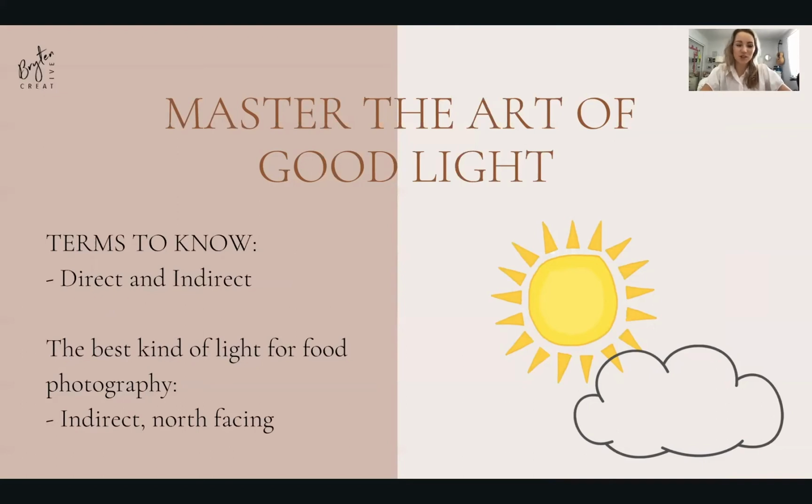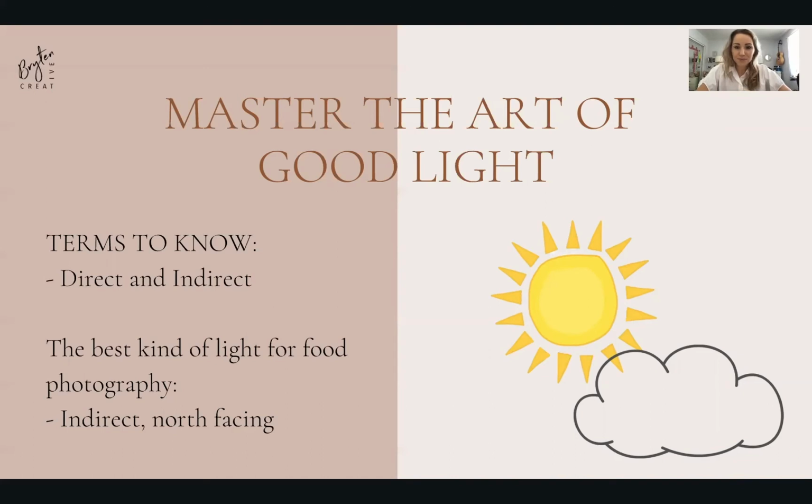So terms you need to know are direct and indirect. Direct light is pretty much when you're looking at your window and the sun is in line with the window. And indirect light is either going to be something like a cloudy day or when the sun is up a little bit higher during the day, so it's not completely blasting into the window, giving you all these weird shadows and colors. Usually in the morning you'll get more of a blue tone, in the afternoon you get more of that golden tone. So the best kind of light for food photography is indirect, which we were talking about, either on a cloudy day or when the sun is a little bit higher in the sky, north facing.